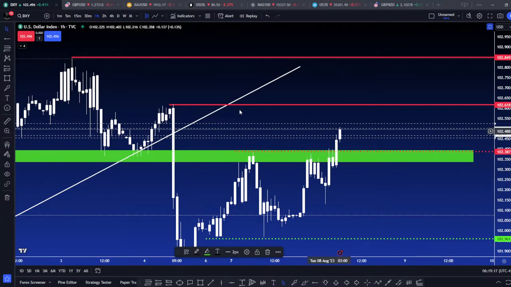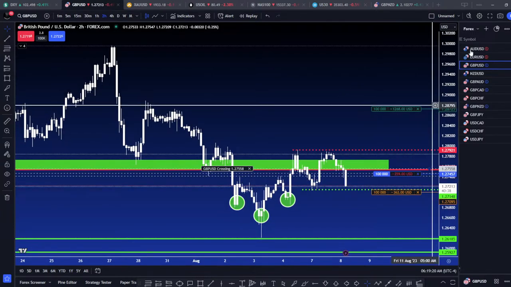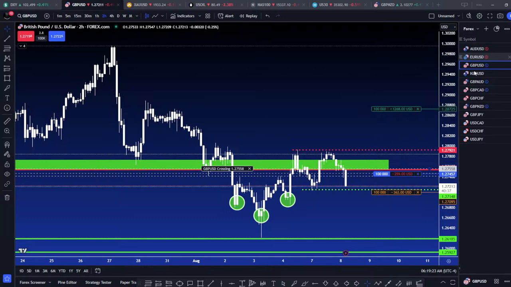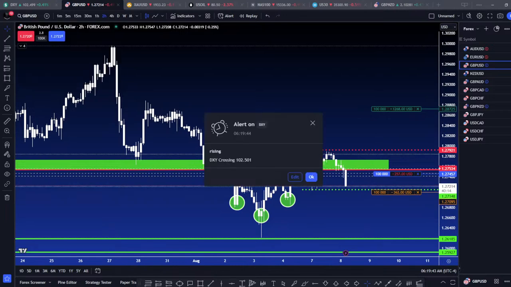Okay, all right, so with the dollar going up, guys, on the major pairs like the Aussie dollar, the Euro dollar, the Pound dollar, the New Zealand dollar, we want to look to sell. All right, so again, let me write that. When the dollar is up, okay, we look to sell pairs that have the dollar on the right.